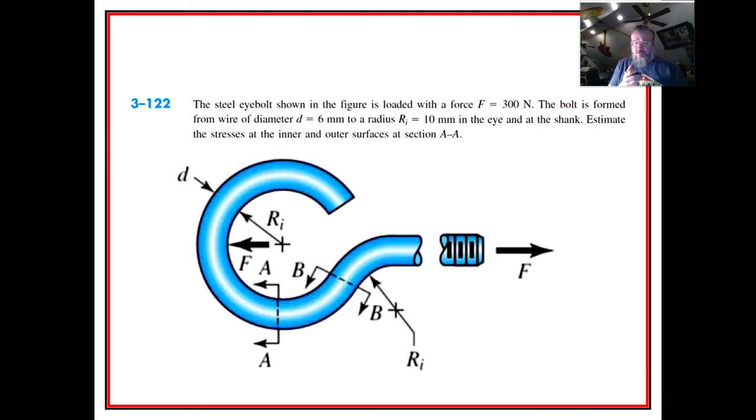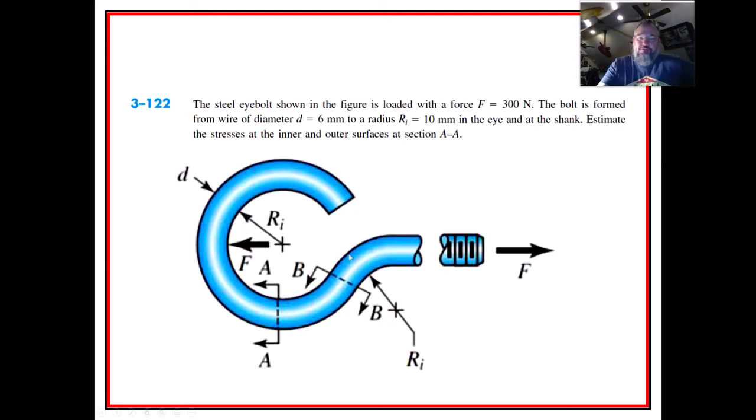Here is an example for class 7. This is problem 3-122 out of Shigley, and it's for this eye bolt. It's loaded with 300 newtons.